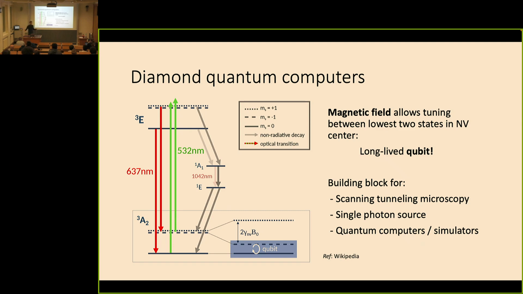So you just take a bunch of diamonds, find all your NV centers, put them all next to each other, and then you can build a quantum computer. Do you have questions about diamonds? Yes? I have a question about that. Why can it absorb green light and emit red light? Is it like a fluorescence kind of thing? Yeah, it's fluorescence.